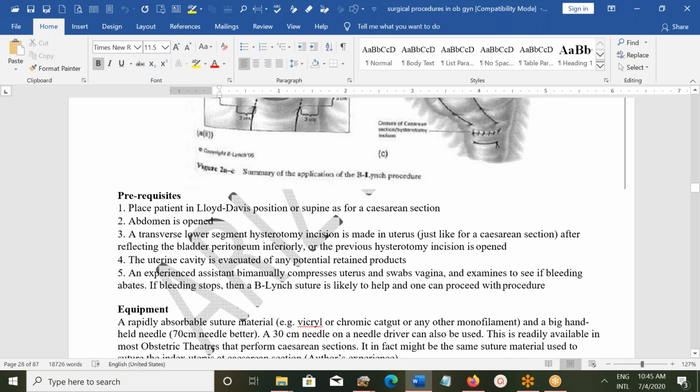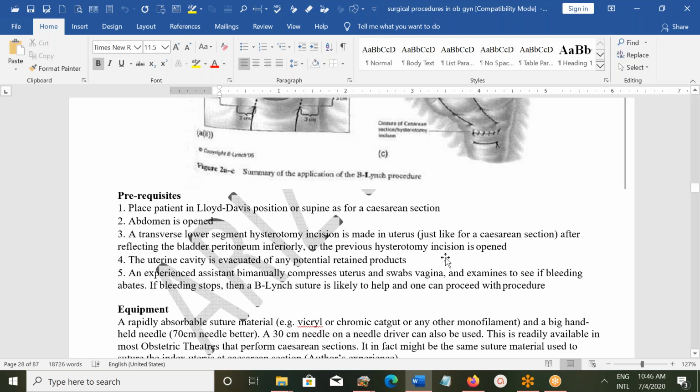What are the prerequisites? Place the patient in the Lloyd-Davies position or supine, as for a cesarean section, and the abdomen is open. A transverse lower segment hysterotomy incision is made in the uterus, just like for a cesarean section, after reflecting the bladder and peritoneum inferiorly. Or, now the newer evidence shows that you don't have to push the bladder down. Okay, so both techniques are acceptable.